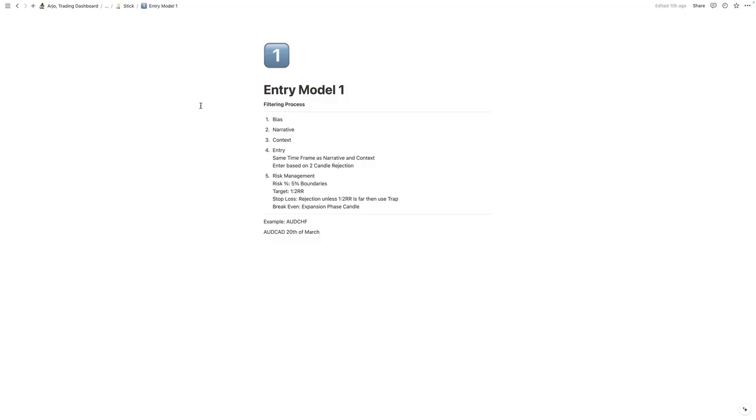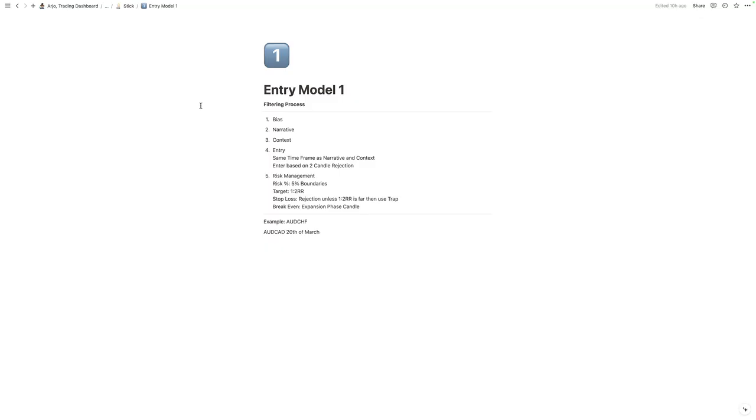Then the entry is what's going to change, because the entry right here is the same time frame as narrative and context. So the PD rate that we are expecting either higher or lower prices off of is the same time frame we are going to be using for our entry time frame. So we're not going down time frames in entry model 1 right there.